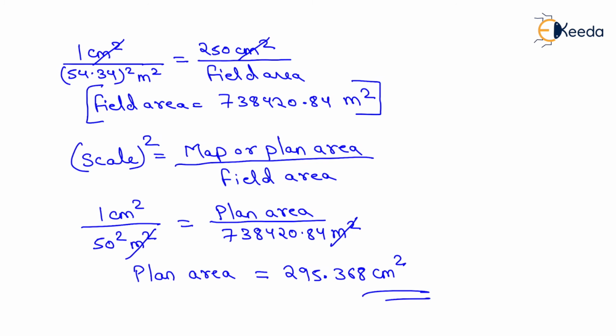So we computed the scale after shrinkage, that is the shrunk scale. We computed the field area as well as the area on the paper before shrinkage. That is all about this numerical.